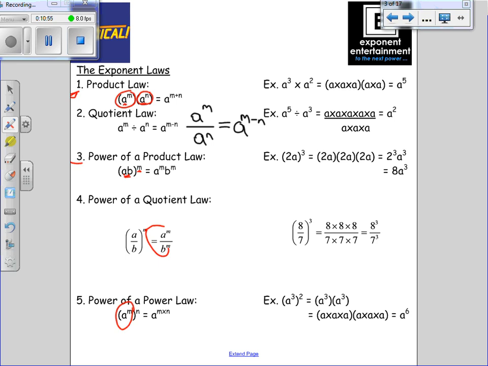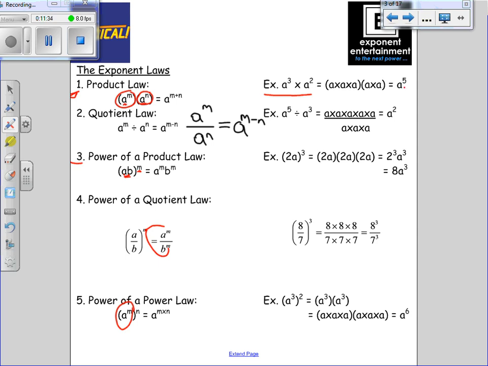Let's do some examples. This one over here. A to the 3 times a to the 2. Reading a to the power of 3 times a to the power of 2. Which law would we use? Product law. And what do we do with exponents when we're multiplying two things then? Add them. Nice and simple. A to the power of 3 times a to the power of 2 is a to the power of 5.